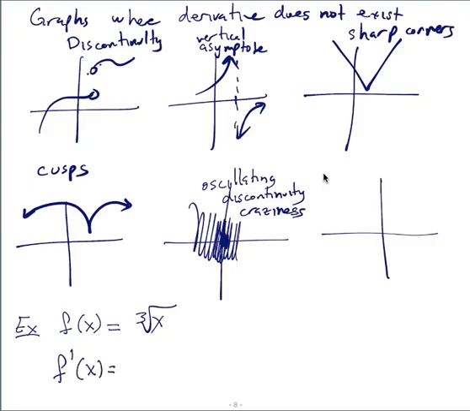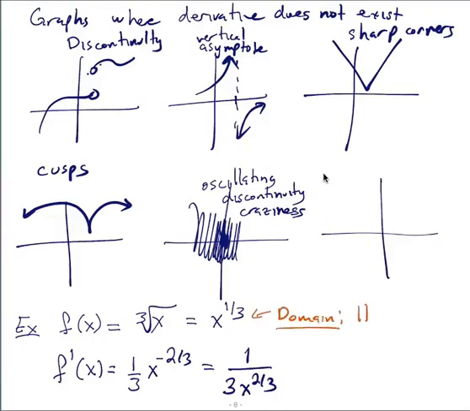So here, let me give you an example. What's the derivative of the cube root function? So you rewrite it, right? 1/3 x to the negative 2/3. Where is that not defined? At 0, right? It's not defined at 0. But is the original function defined at 0? This is an interesting example, because what's the domain of the original function? All real numbers, right? So it's the cube root. You can get the cube root of positive numbers or negative numbers, right?